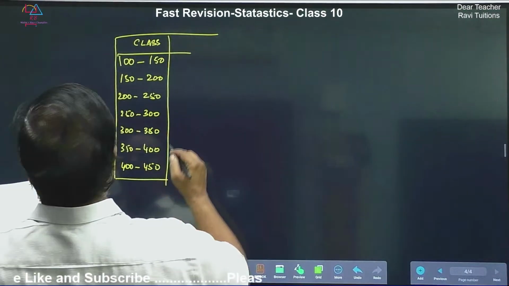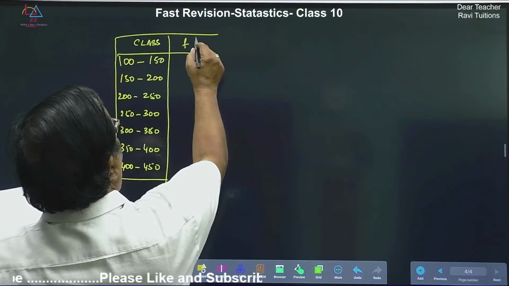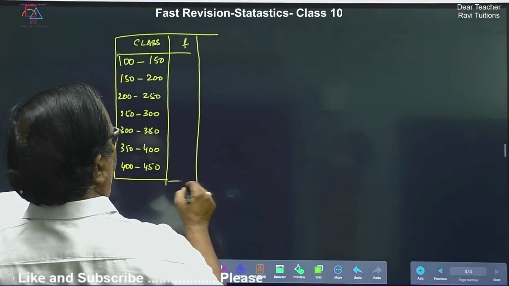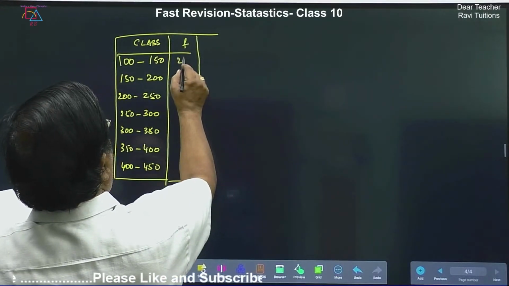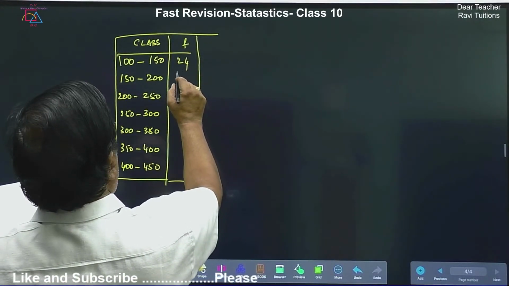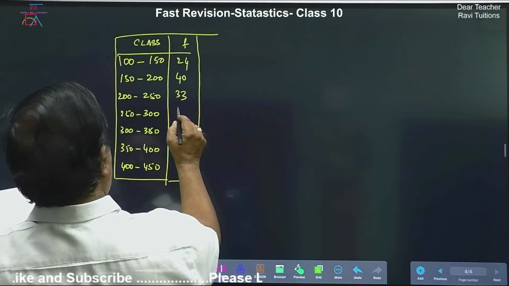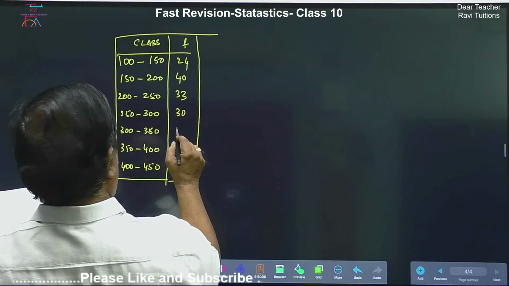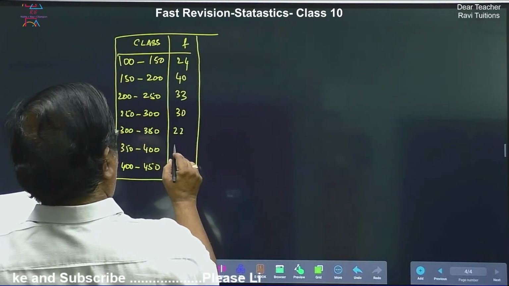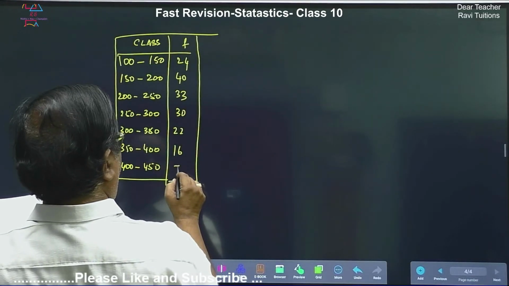So now the frequencies fi: 24, 40, very big values, 33, 30, 22, 16 and 7.